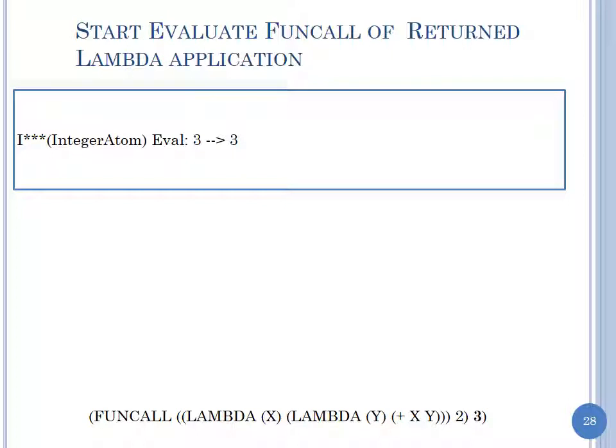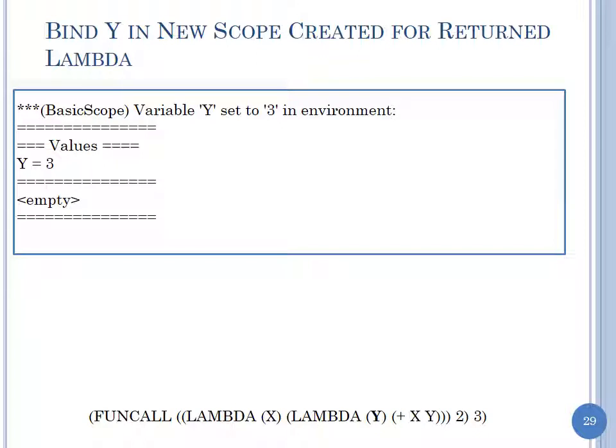And now we go and evaluate. I don't know why I said func call of returned lambda. The func call was only on the outer lambda, not on the inner lambda. So we start to evaluate a returned lambda application, and that 3 is put in a new environment, and this is now where things get maybe unintuitive. So indeed 3 will be assigned in the new scope created for the inner lambda. But what is its parent scope here?